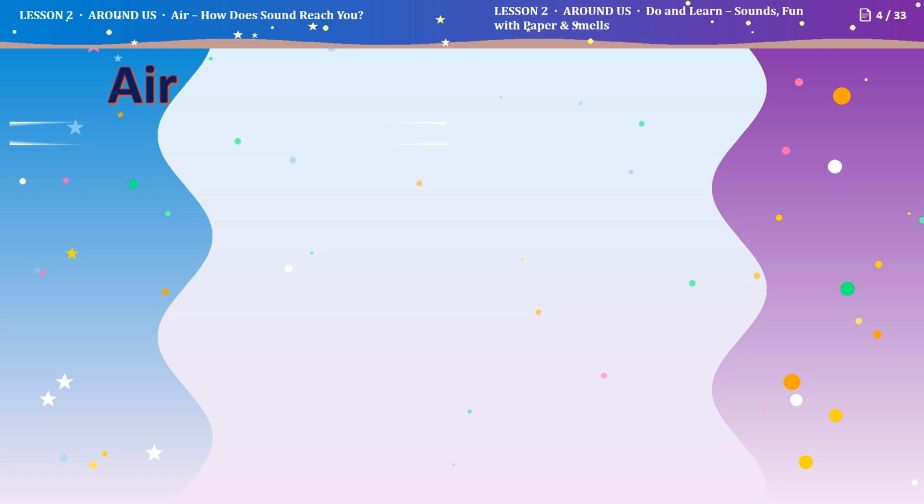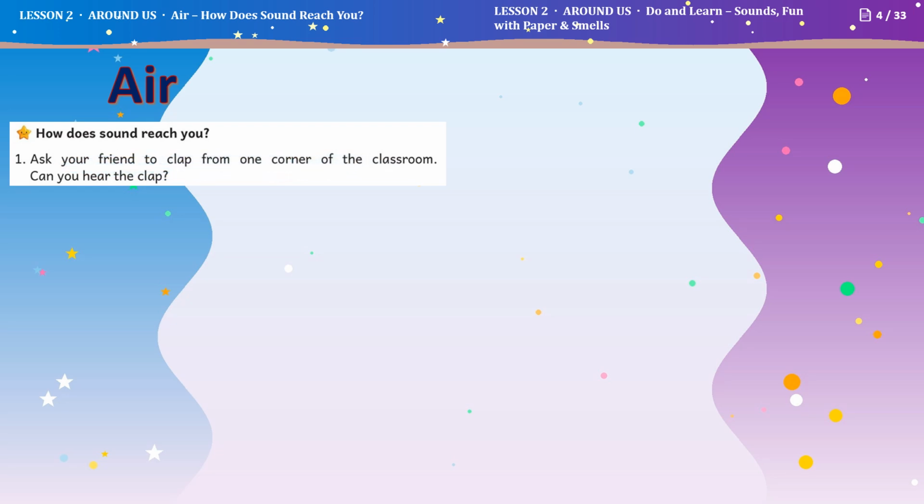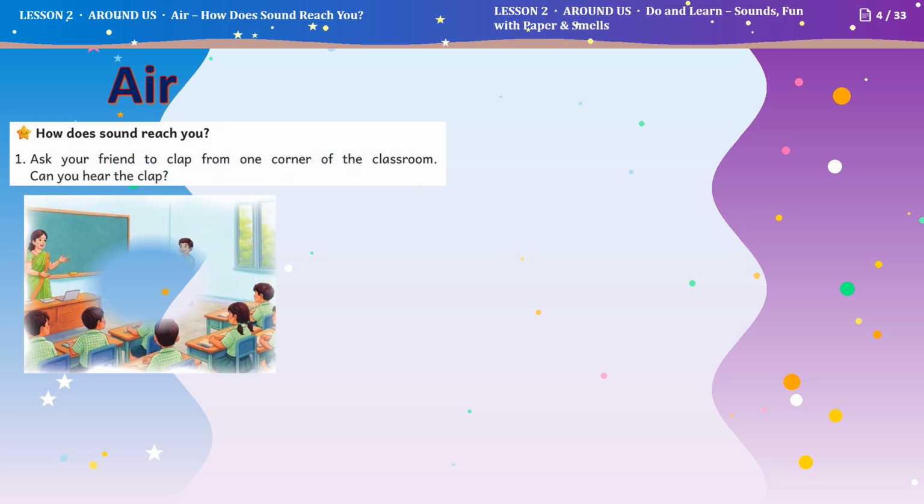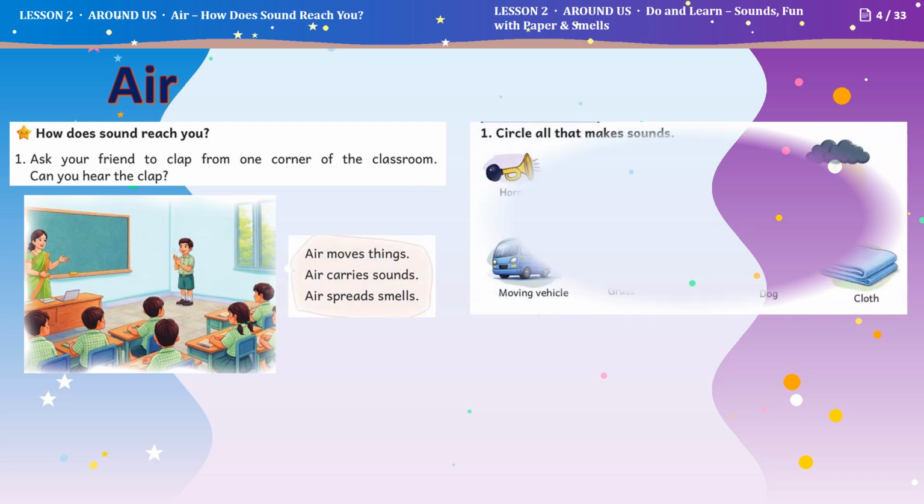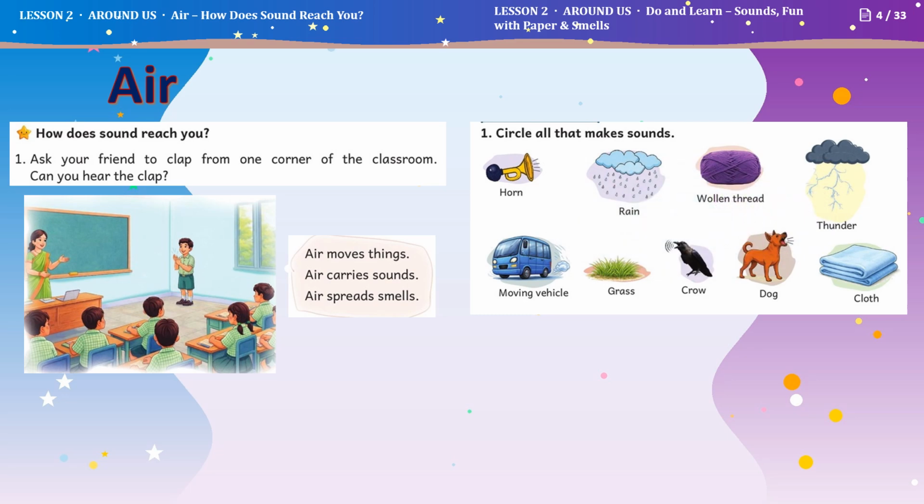We are going to talk about air. How does sound reach you? So ask your friend to clap from one corner of the classroom. So can you hear the clap? Yes, we can hear. So why? Because air carries sounds, air moves things and air spreads smell.